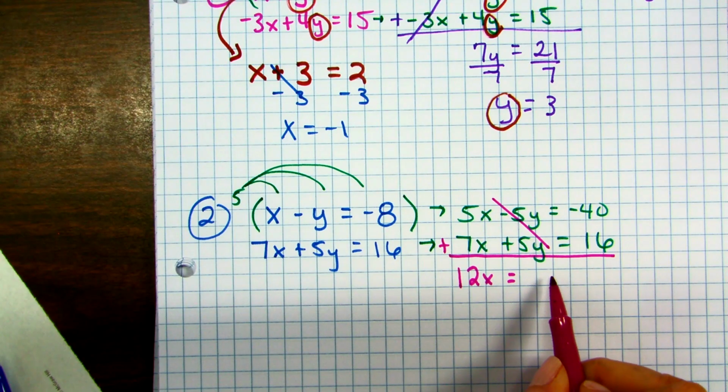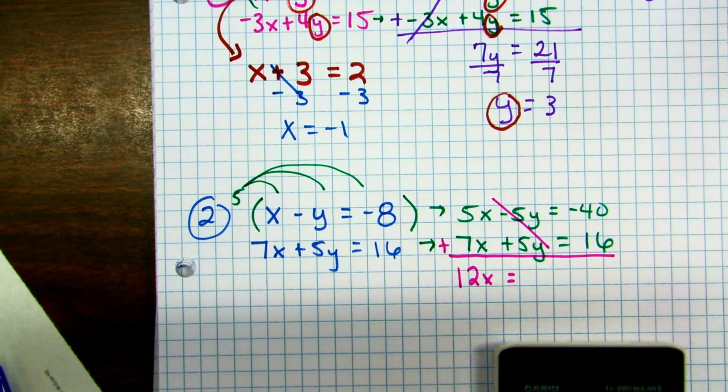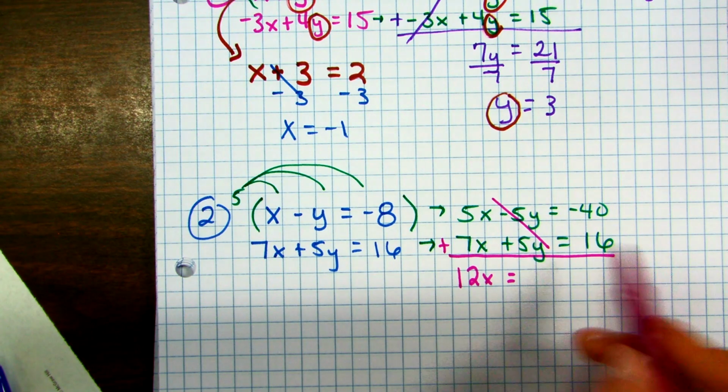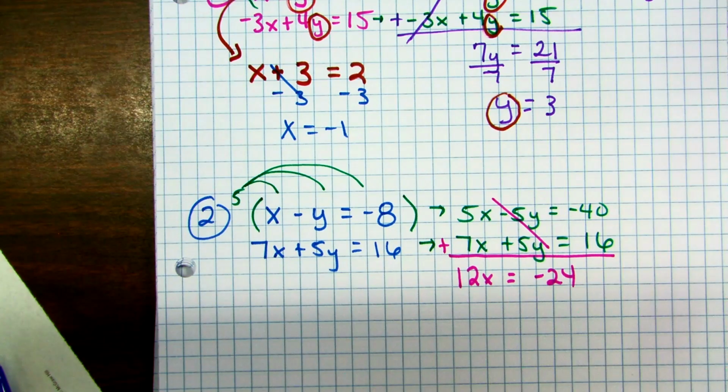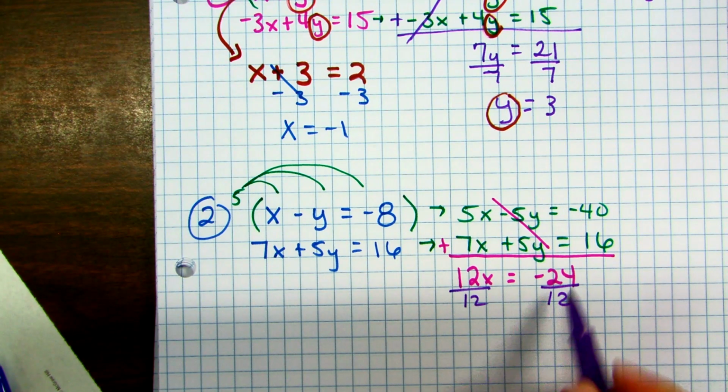-36, 34. Oh, help me. -40. Fine, nobody's helping me. I'll figure it out on my own. Oops. -12. Divide by 12. Divide by 12. X equals -2.